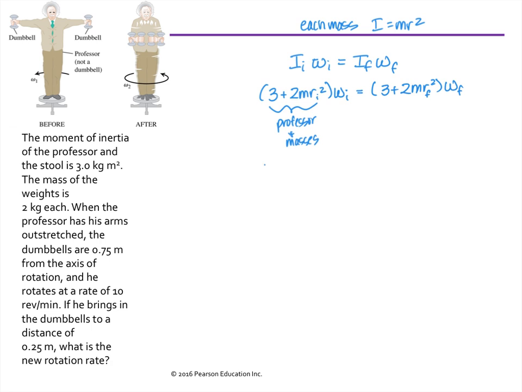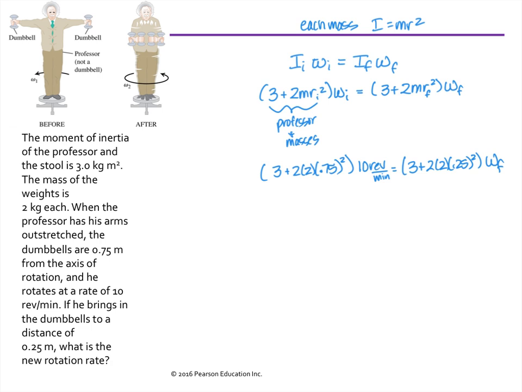So let's put some numbers in. He's initially holding them at 0.75 meters. His initial rotation rate is 10 revolutions per minute. He pulls them into a distance of 0.25 meters, and we were looking for omega final.